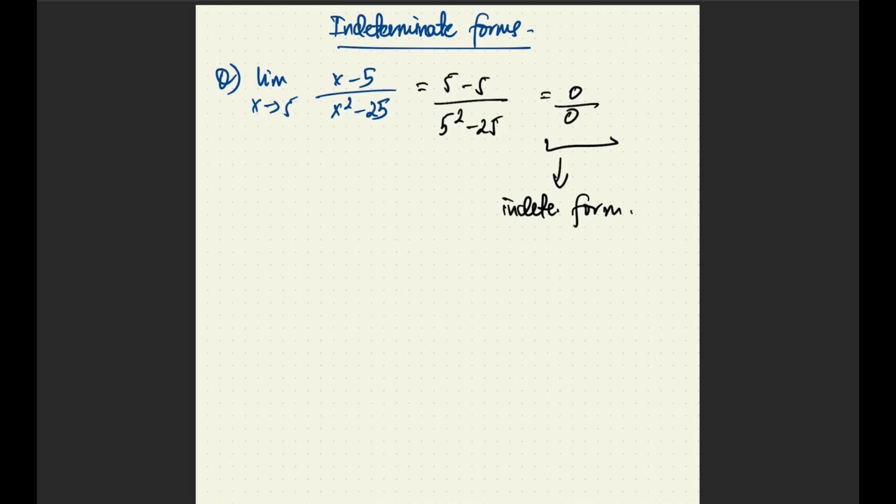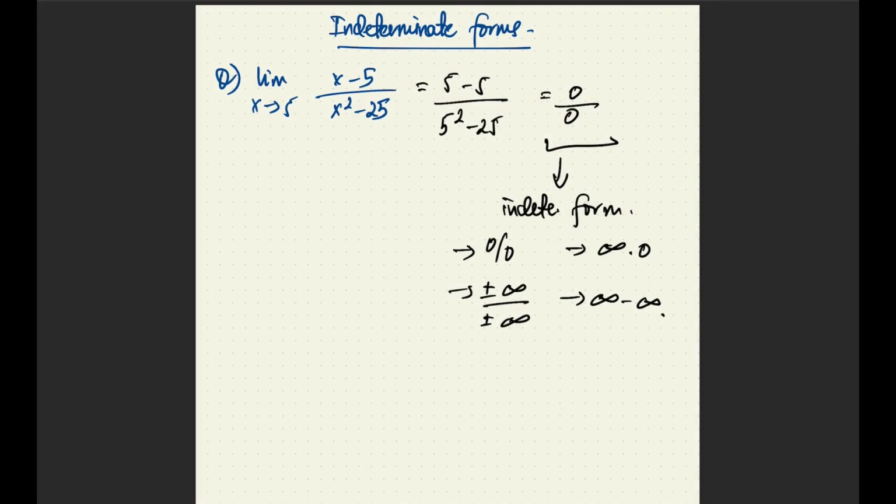And 0 over 0 is not the only indeterminate form. There is a total of 4 indeterminate forms. So 0 over 0, when you have plus or minus infinity divided by plus or minus infinity, when you have infinity multiplied by 0, and when you have infinity minus infinity. So these are the 4 indeterminate forms.